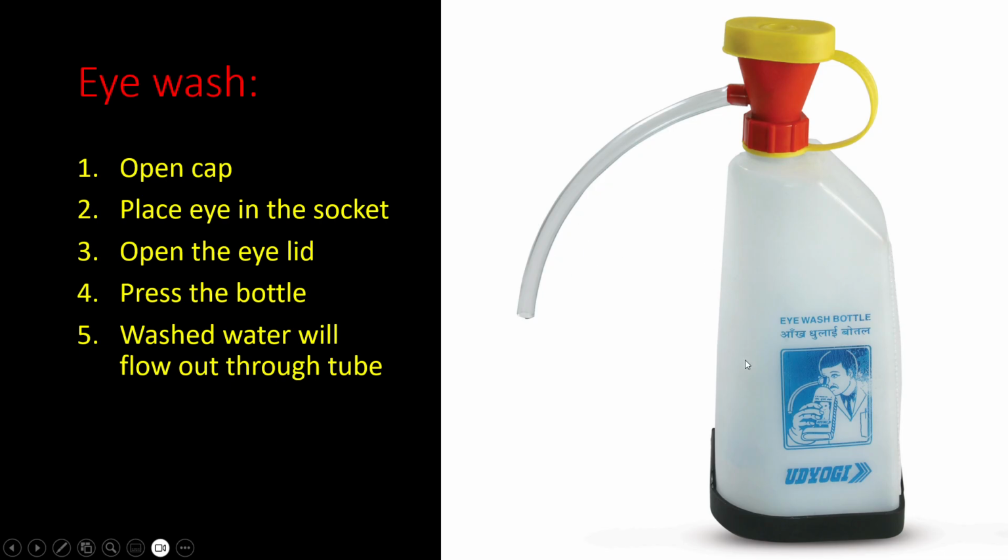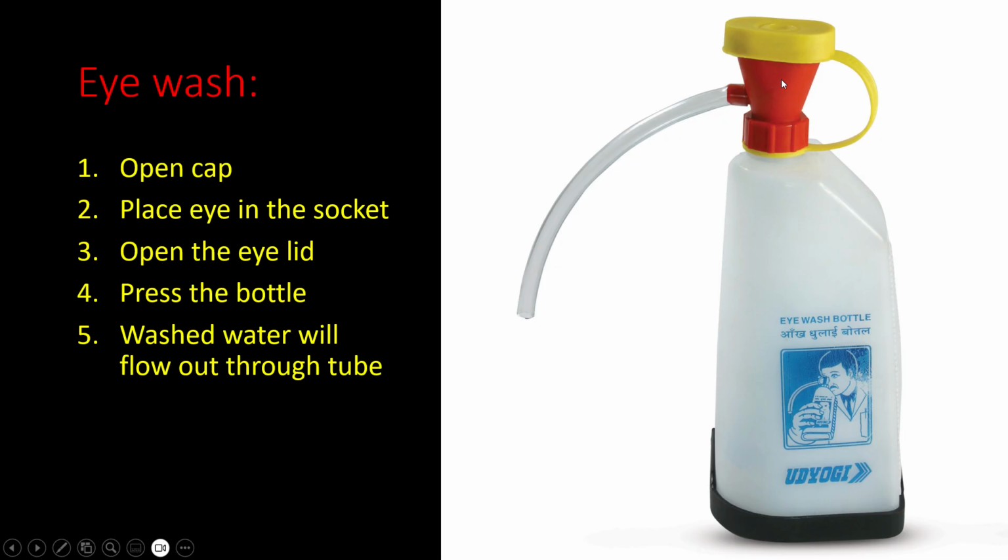Now another important thing you need to remember is the eye wash. This is the eye wash we normally use in our laboratory. How to use this is also very important. It is always filled with clean distilled water. We always fill it and keep it. All you have to do is open this yellow color cap. Once you open the cap, there is a socket here.